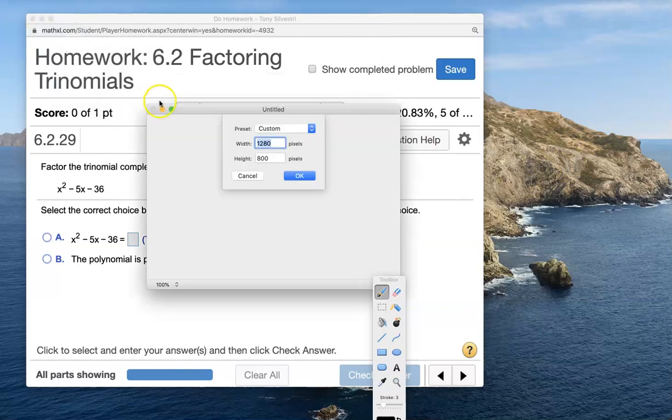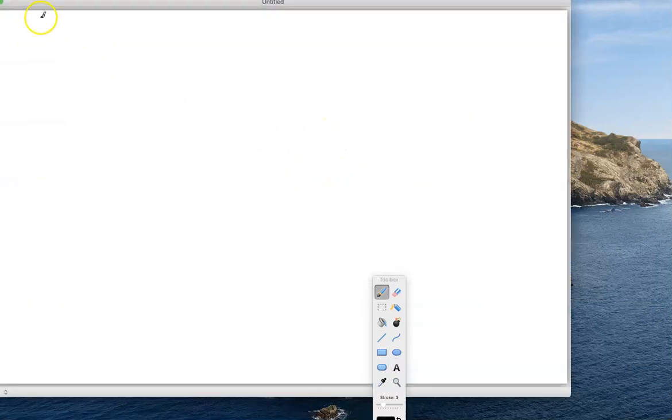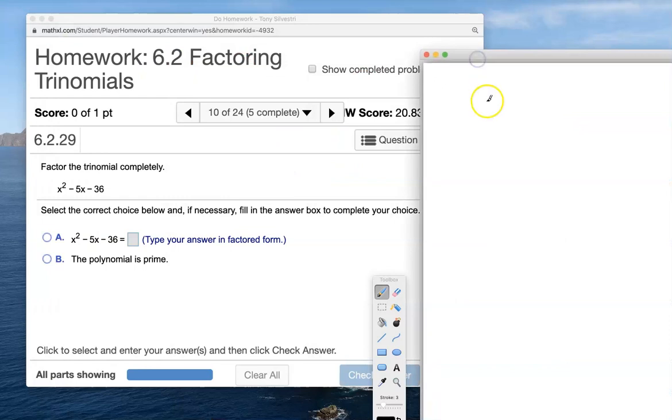File, new. Okay, and you always have to copy your problems down like this. X squared. I like that they use x because it's easy to do this in my Paint program. 5x, maybe not so easy. Minus 36. Okay, one big bundle. Now, edit, undo drawing. Okay, there you go. Now let's come over here. That's a better parenthesis.